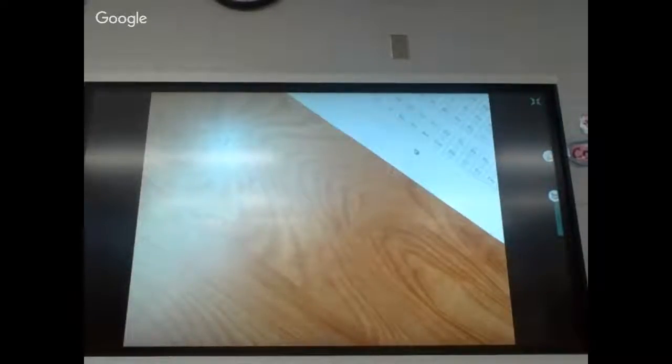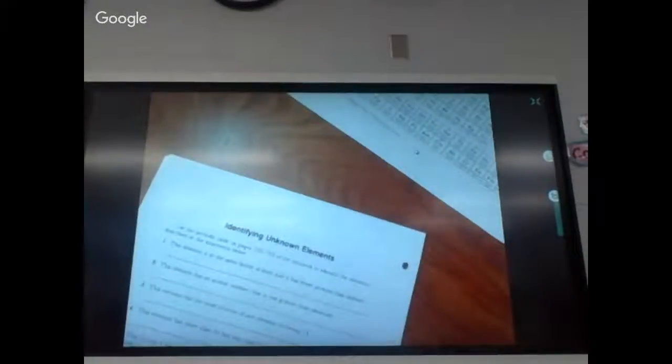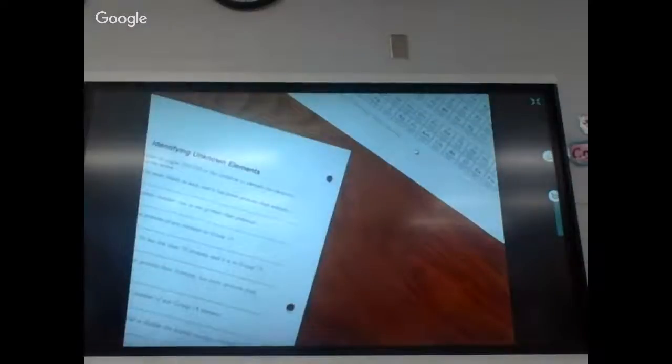So, if you look at the top clue. Oh, I didn't get you one tonight. I'm so sorry. Alright. So, if you look at the top clue, it says this element is in the same family as lead, but it has fewer protons than sodium. Okay, so we're going to use clues to answer the questions.